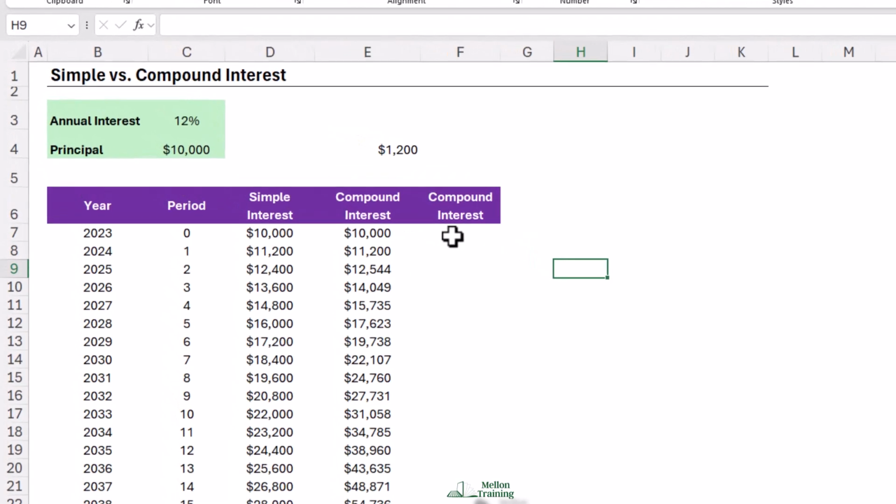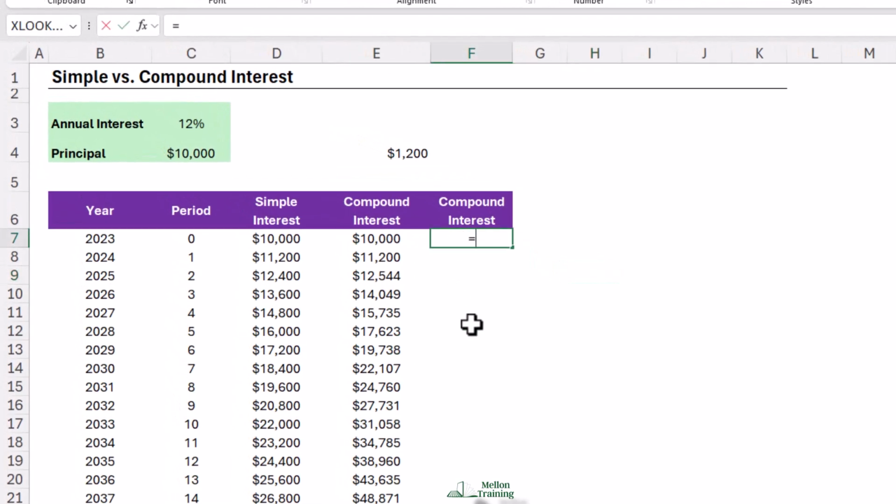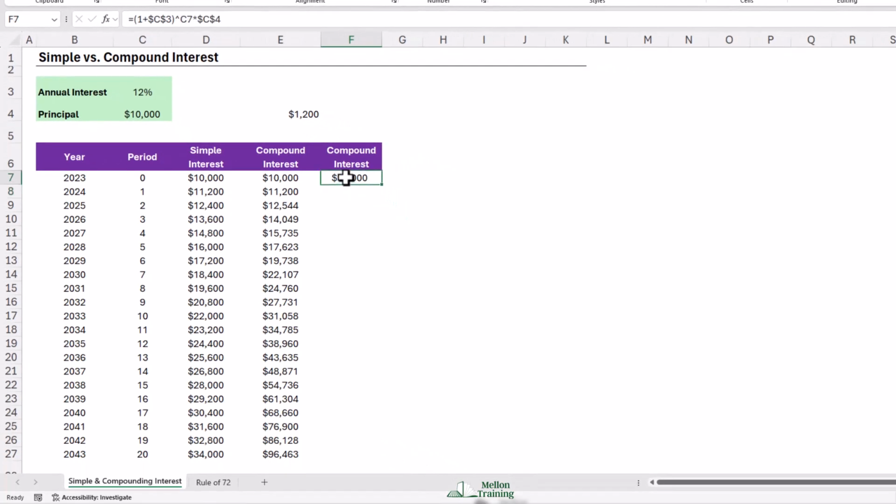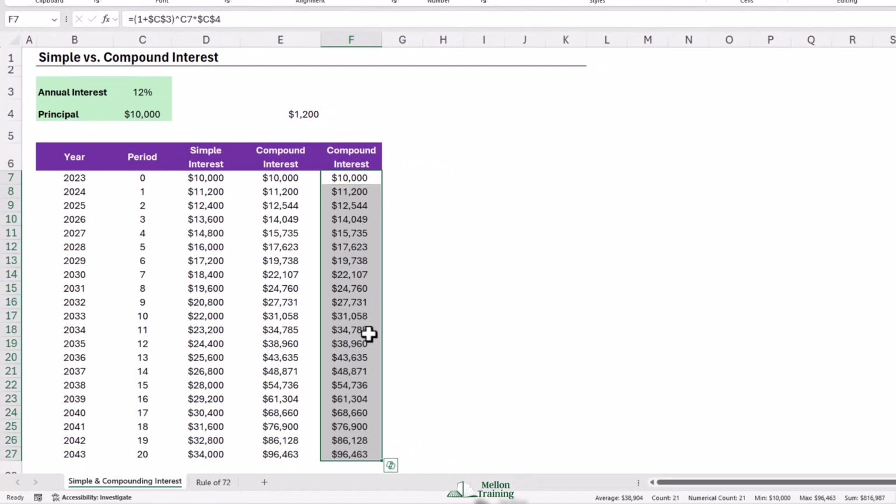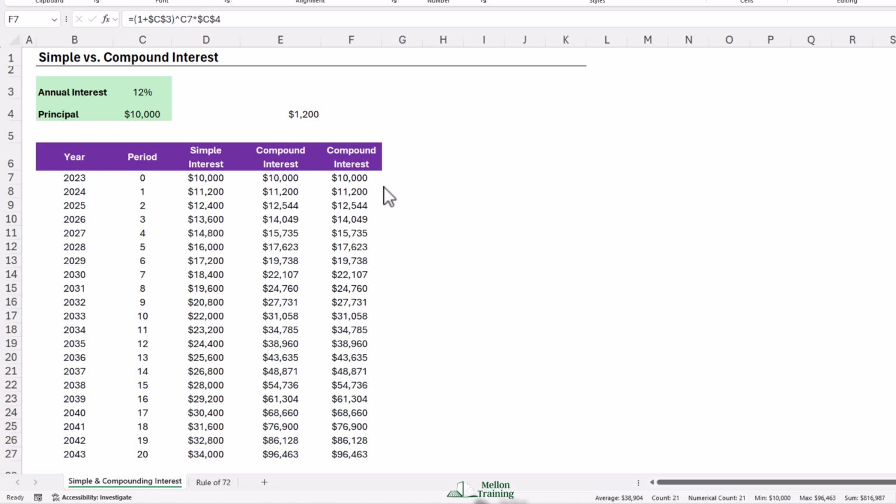$96,000. So to use the formula we derived earlier, it's going to be 1 plus the interest rate, which we have to lock, raised to the period that we're on, times the principal, and we need to lock that. Now let's autofit. Notice that we get the same results.